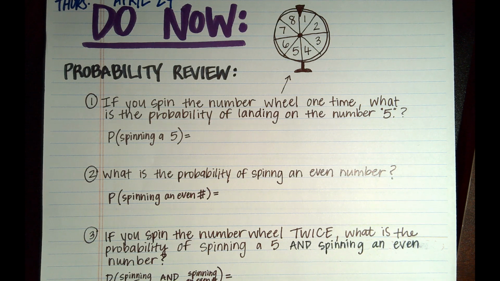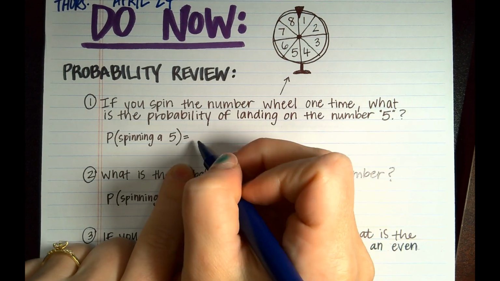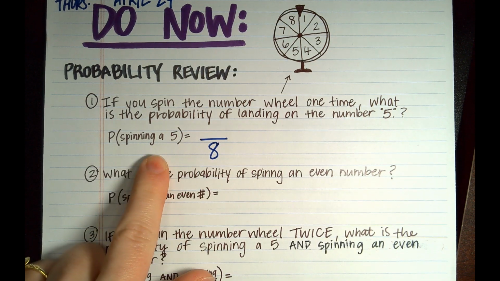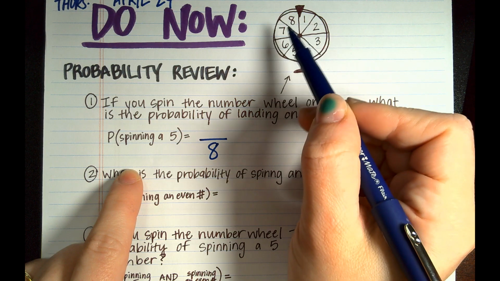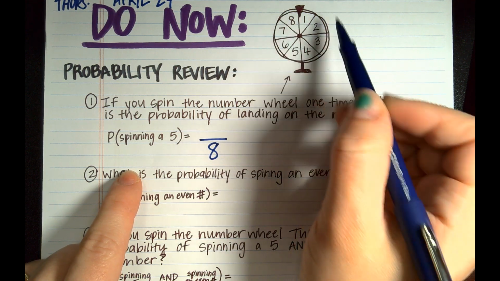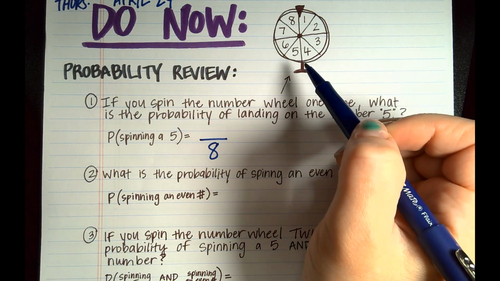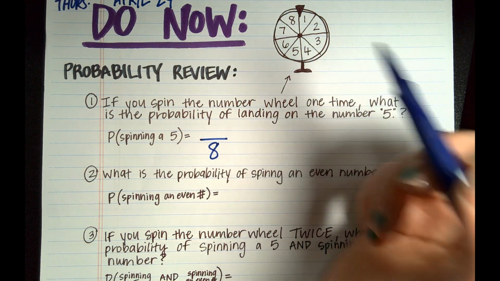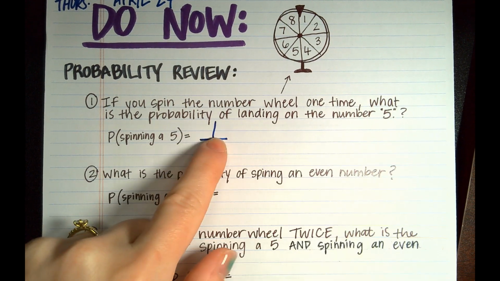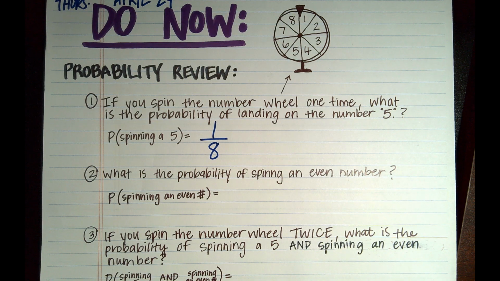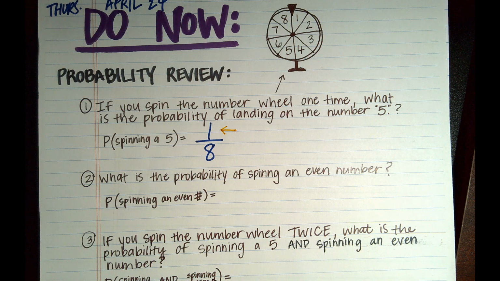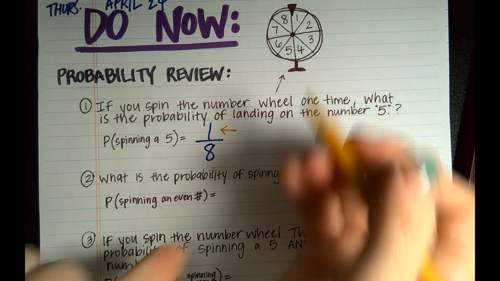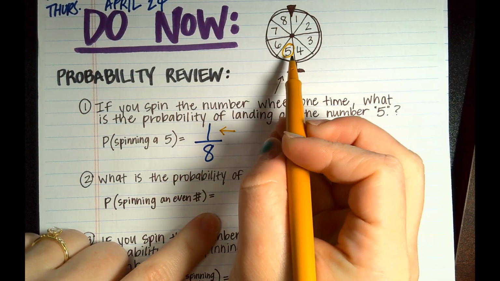Say it again. 8, is that what you said? 8 on the bottom? Okay. And then we're trying to come up with the probability of spinning a 5 on this number wheel. So how many times is 5 on this number wheel? Just once. So the number on top tells us how many times can that happen? Well, there's only 5 once.